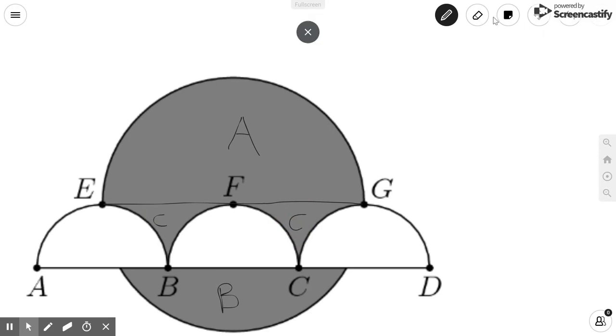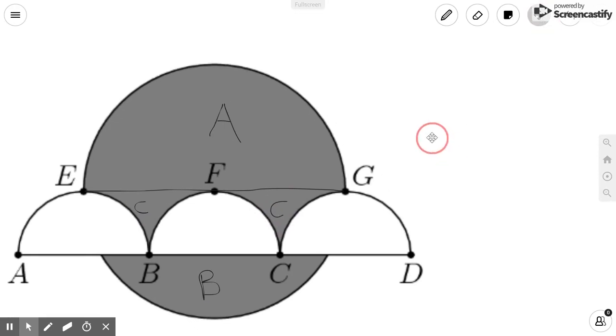Now we want to evaluate expressions for A, B, and C. So let's start off with A. Well, A is going to be a semicircle of radius 2. So it's going to be equal to 4 pi divided by 2, which is 2 pi. Next, we look at B.